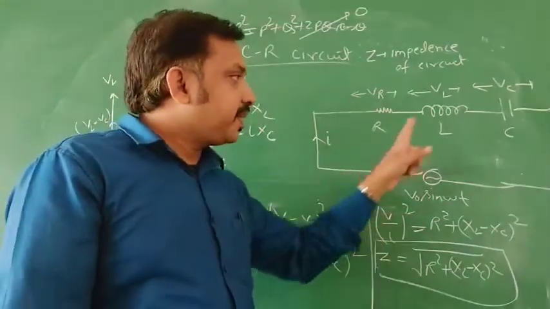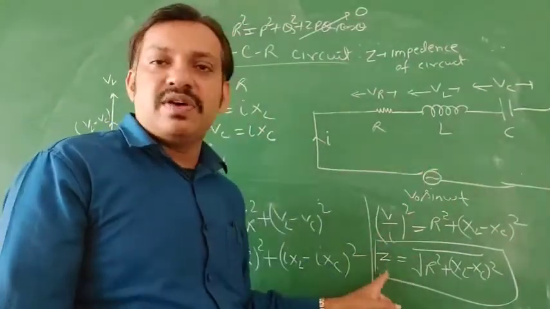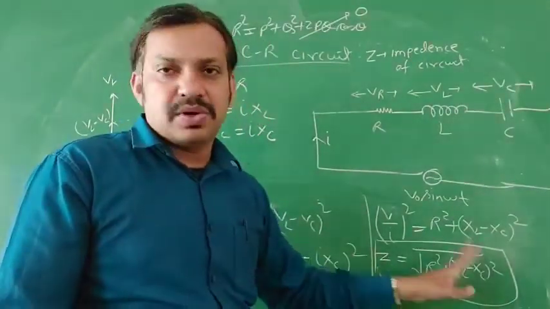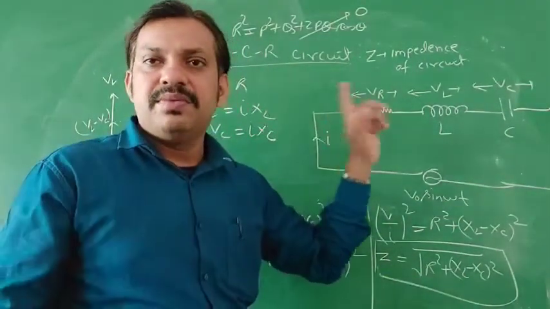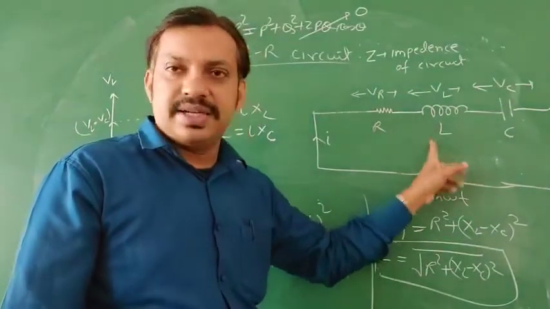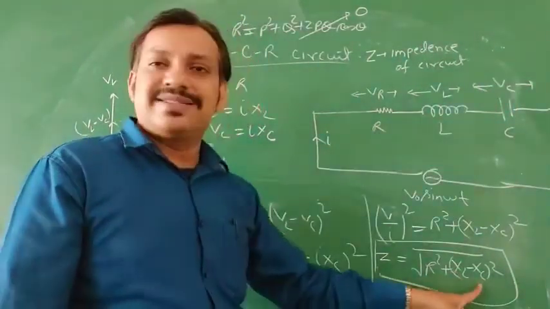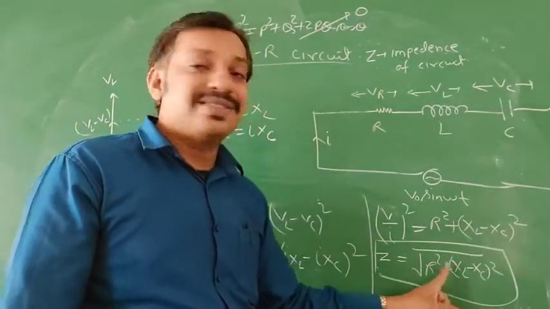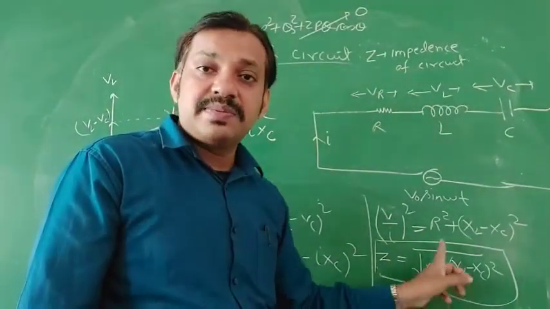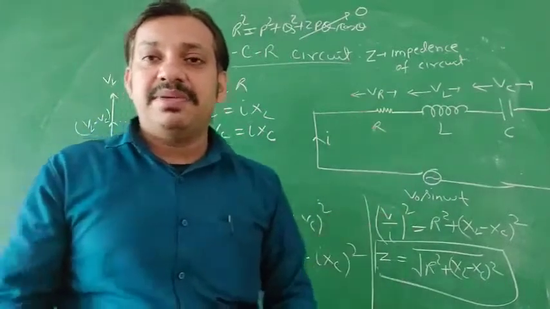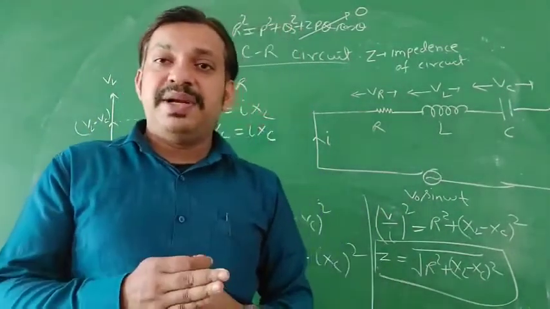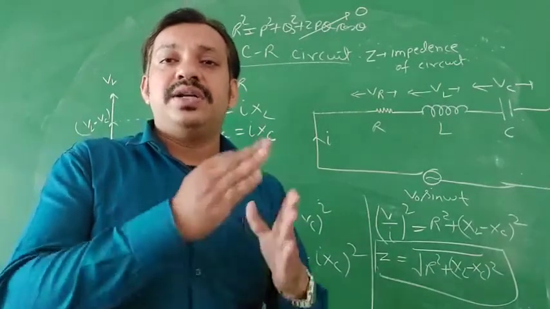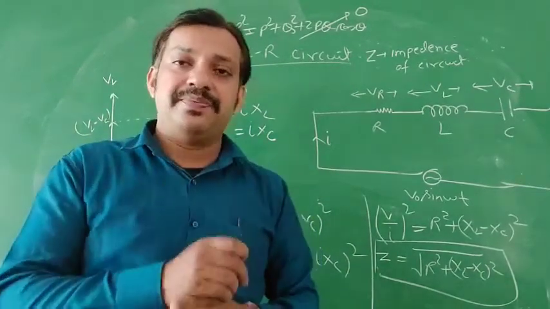So if the capacitor is missing, in this formula, what is the impedance of the RL circuit? Just remove the XC, because XC is not present here. The circuit contains only resistor and inductor, there is no capacitor. In that case, XC is absent. When the XC is absent, you will get under root R square plus XL square. And you can see that already we have discussed the impedance for the RL circuit: Z is equal to under root R square plus XL square.